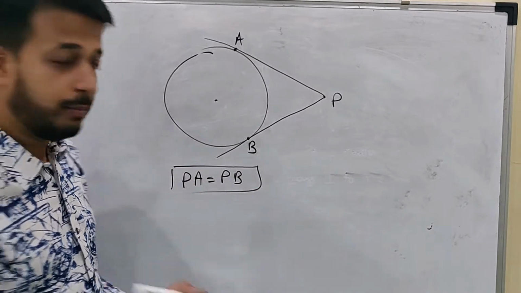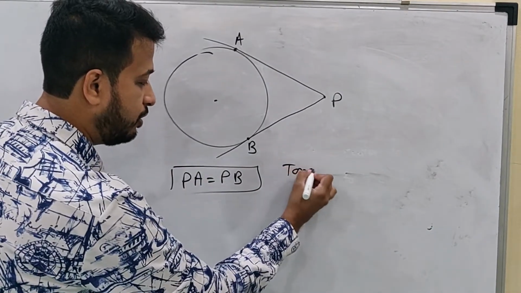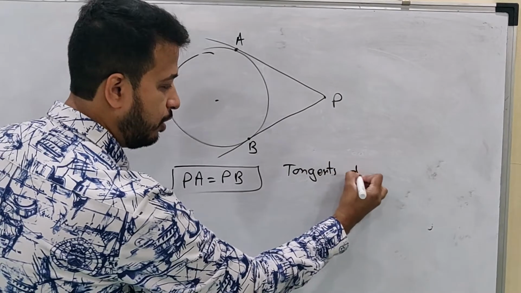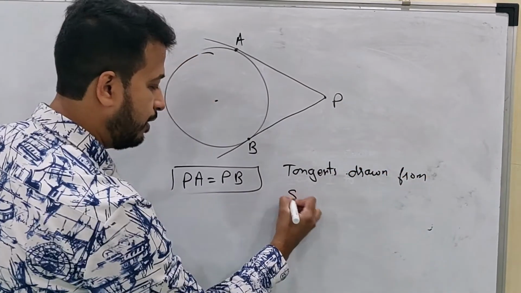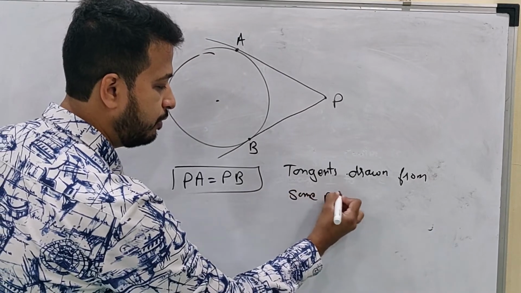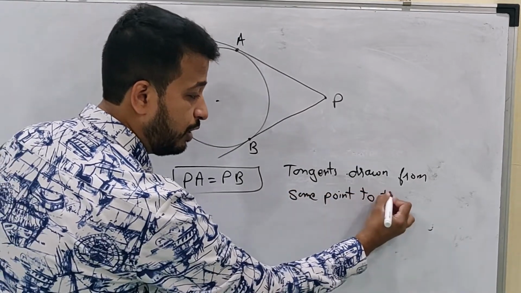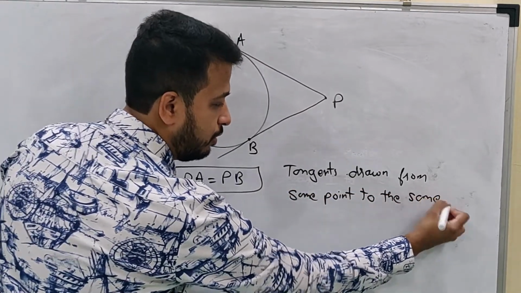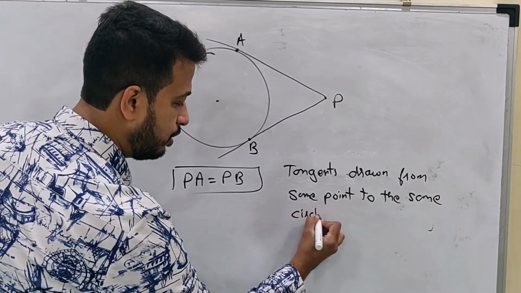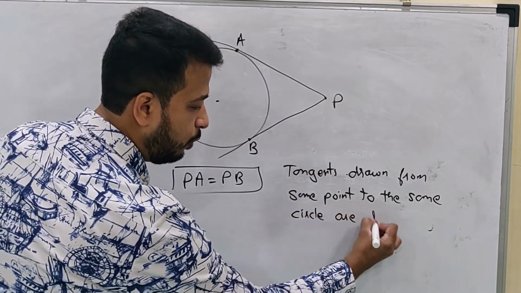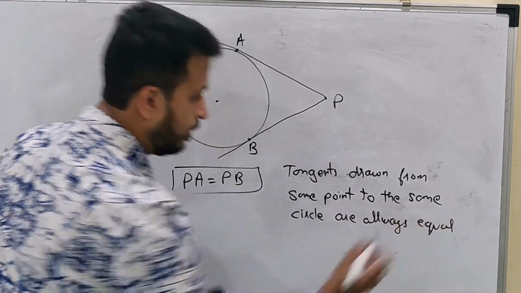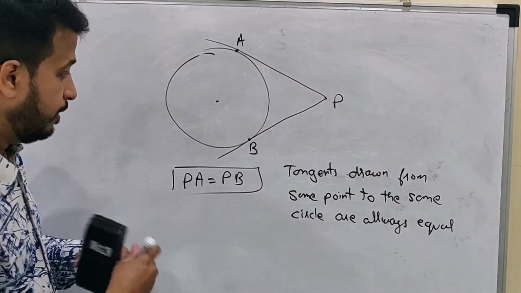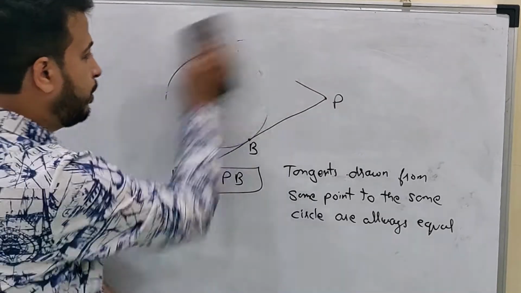So here my property comes: tangents drawn from the same point to the same circle are always equal, right students? Okay, let's move on to the next property.